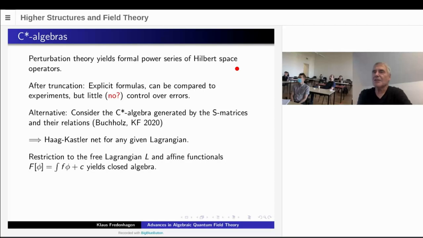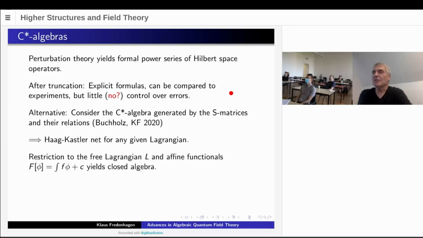So to get numbers, you have to truncate the power series, and you get explicit formulas which can be compared to experiments. But of course, in a formal power series, you have little or in general no control over errors. Of course, there is a lot of activity trying to nevertheless get some information over errors, but this is a difficult business, and the general statement is that you cannot control the errors.